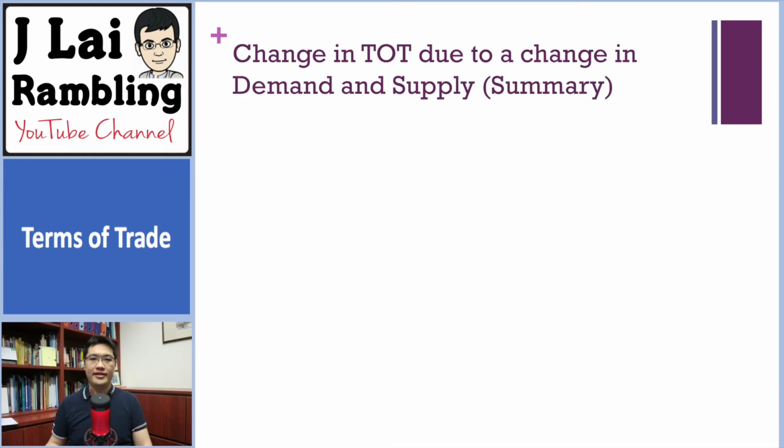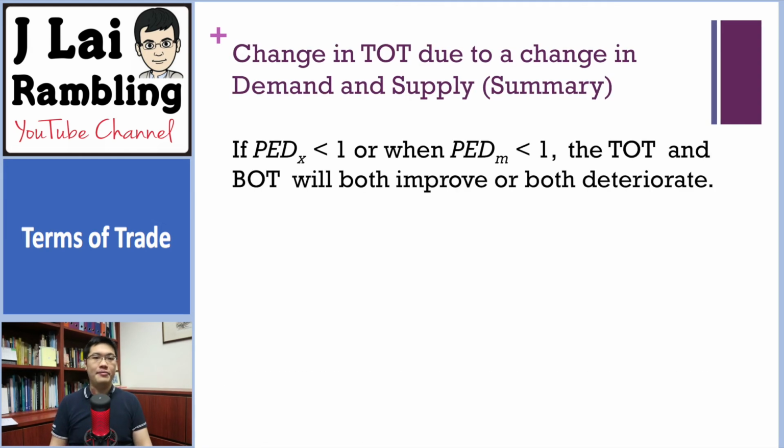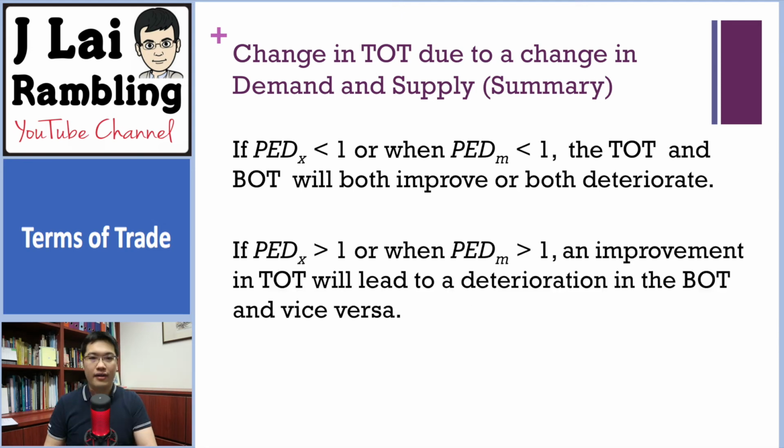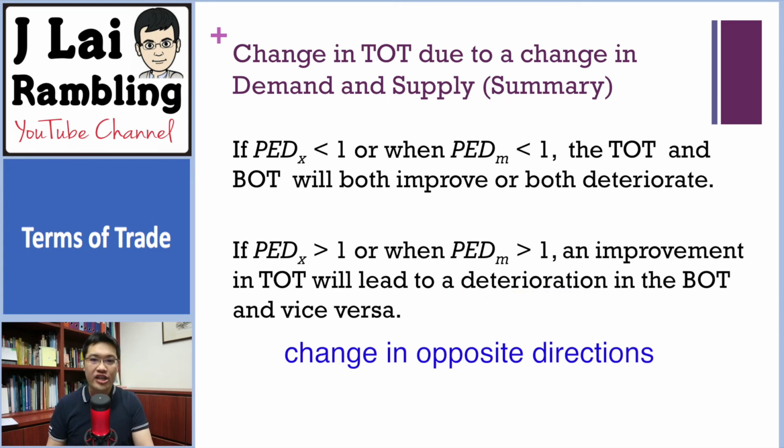So just to summarize, okay, if the PED of exports is less than 1, and the same case for the PED of imports, the terms of trade and the balance of trade will both improve or both deteriorate. They change in the same direction. On the other hand, if the PED of exports is larger than 1, or when the PED of imports is larger than 1, an improvement in the terms of trade will lead to a deterioration in the balance of trade and vice versa. They change in opposite directions.